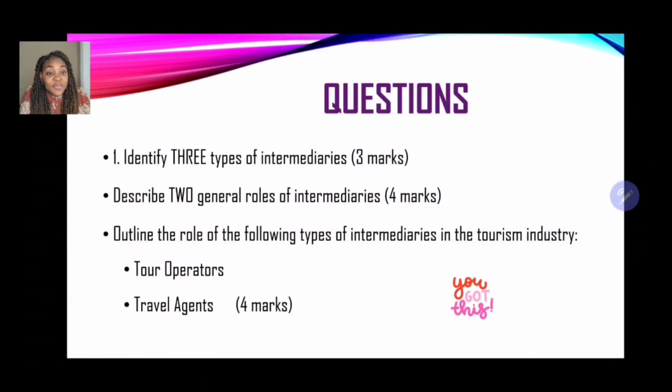Identify 3 types of intermediaries. 3 marks. Remember, intermediaries are the middlemen between the buyer and the producer, right? Good. Describe 3 general roles of intermediaries. And finally, outline the role of the following types of intermediaries in the tourism industry. We have tour operators and also travel agents.